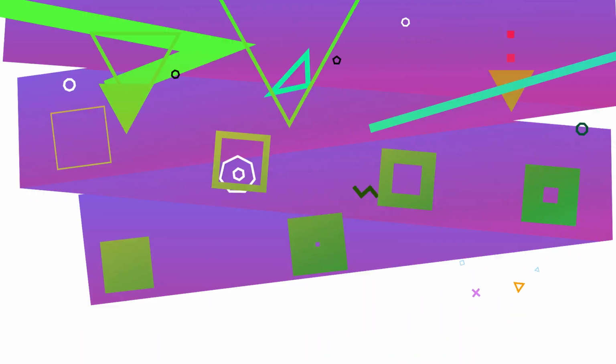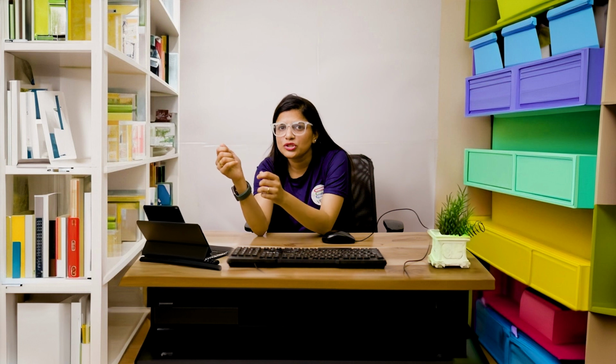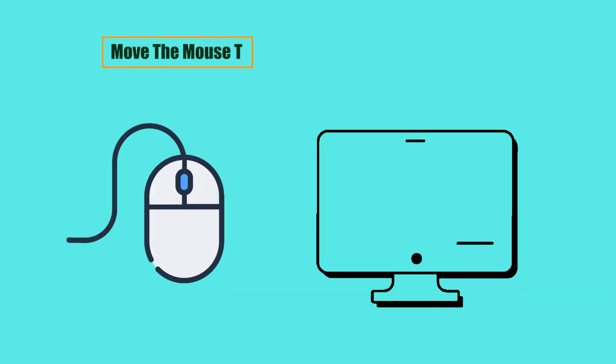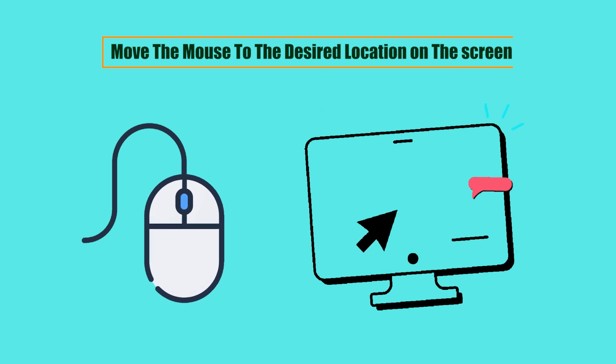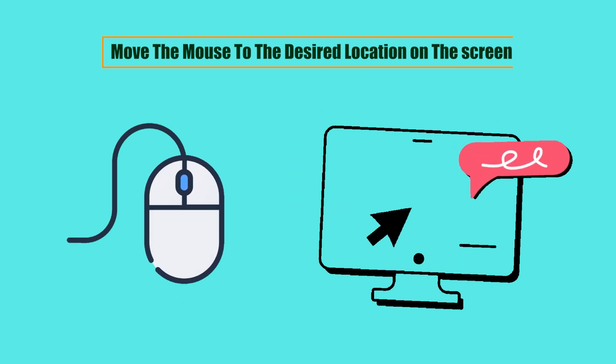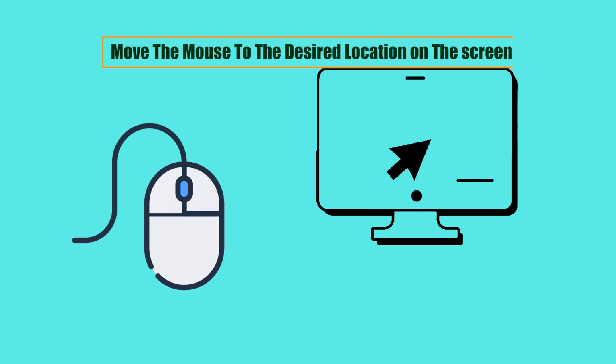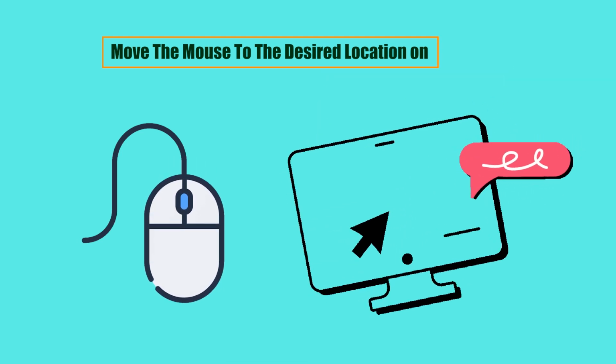Dragging and dropping. Dragging means to move an object from its original position using a mouse. When you want to move a file, folder or any other item from one place to another, you click and hold the left button of the mouse on the item. While keeping the button held down, you move the mouse to the desired location on the screen. Then you release the left button.